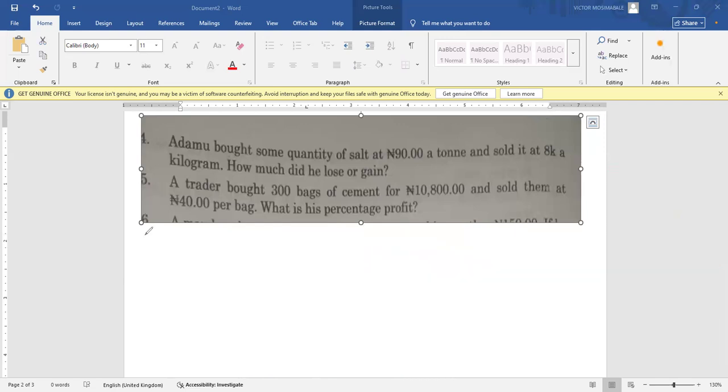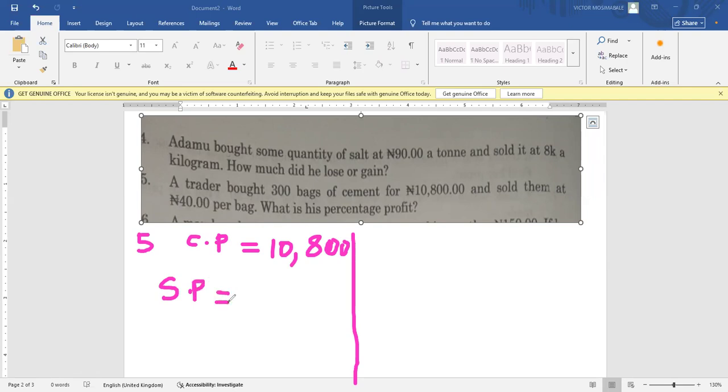Now, number 5 reads, a trader bought 300 bags of cement for 10,800 naira. So that means the CP is actually what? 10,800. Remember, he's buying 300 bags of cement. Now, the next thing says, I sold them at 40 naira per bag. Per means 1. So if 1 bag is 40, that means 300 bags will be what? For the selling price, we'll be having it as 300 times 40, right? Okay, let's do a quick one now. 3 times 4 is 12. Then add the 3 zeros that appear there. So that will be 12,000.